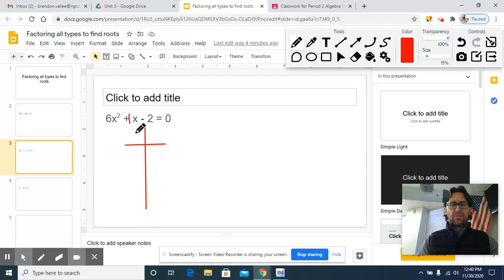So 6 times negative 2 is negative 12. And this middle number goes here. So what times what is negative 12 that adds to give me 1? So that's 4 times negative 3. 4 times negative 3 is negative 12, adds to give me 1. So I'm going to write x plus 4 times x minus 3.